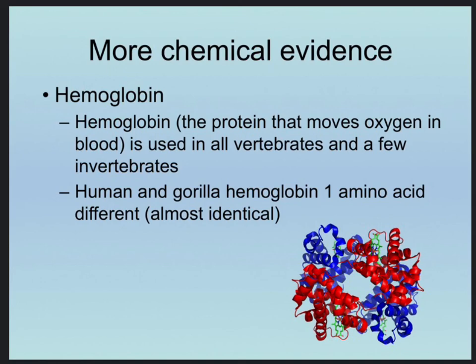DNA isn't the only chemical that we can look at when we're looking at chemical evidence of evolution. We can look at proteins, such as hemoglobin. The protein that moves oxygen in the blood, that's hemoglobin, it's used in every single vertebrate on the planet, and even a few invertebrates. Human and gorilla hemoglobin is only 1 amino acid different.